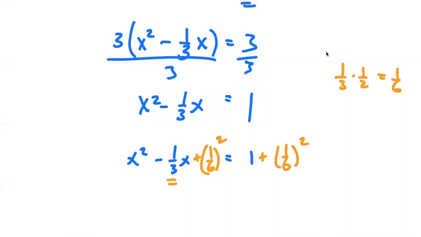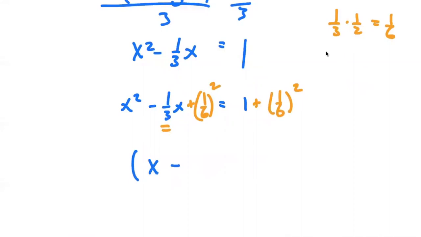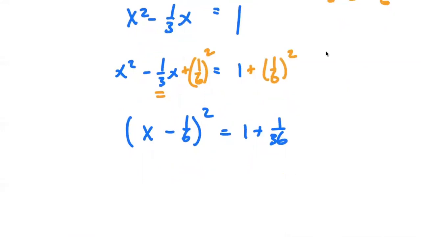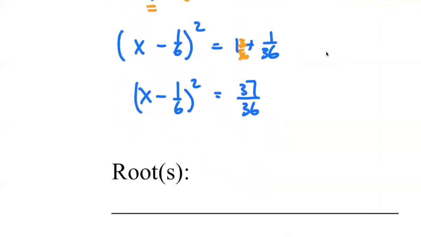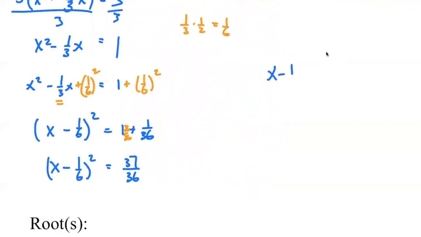So the perfect square that we will have is x minus 1/6 perfect square. And then we have 1 plus 1 over 36. Now we're going to add the numbers together, and we will have to multiply the 1 by 36 over 36. So if you add them together, that would be 37 over 36. It's equal to parentheses x minus 1/6 squared. And then you take the square root on both sides. So x minus 1/6 is equal to plus or minus square root of 37 over 36.